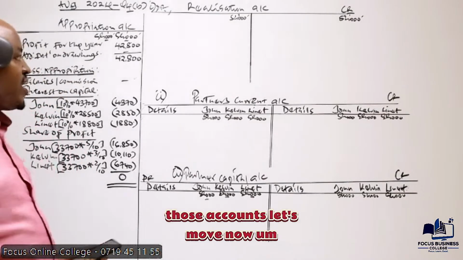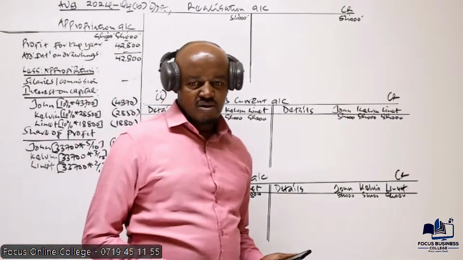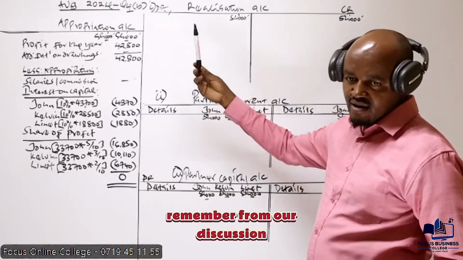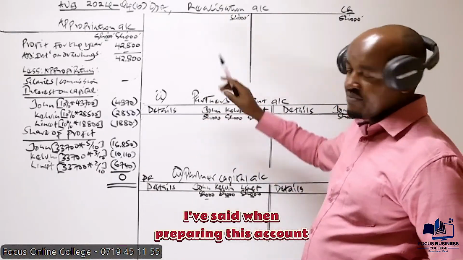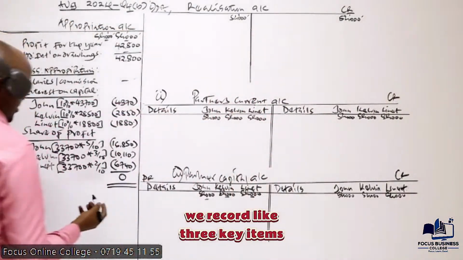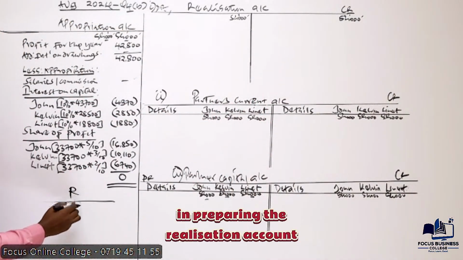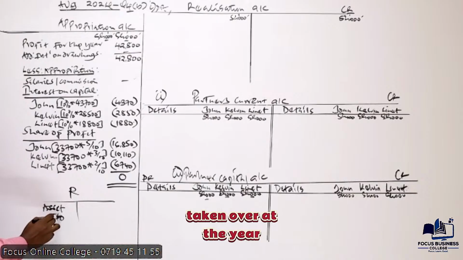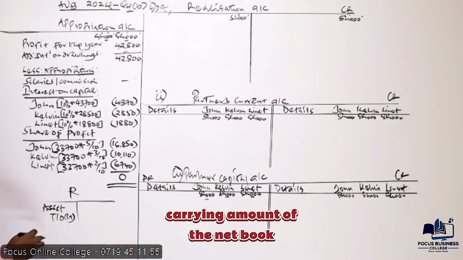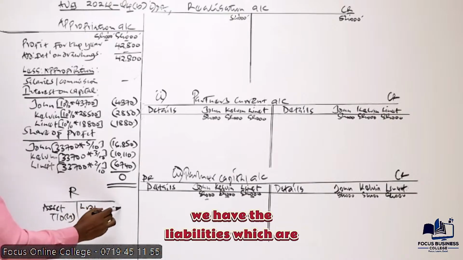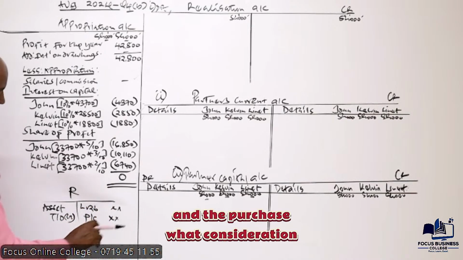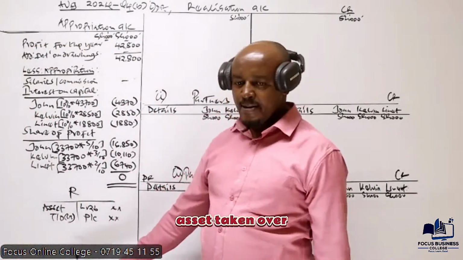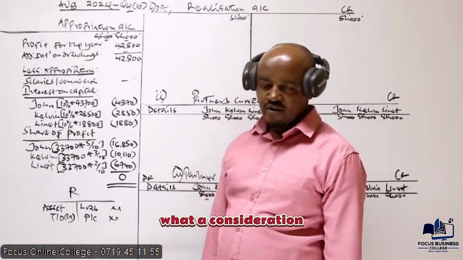Now, how do we prepare these accounts? What we need to recall is, for example, what do we record in this account? Remember from our discussion, I've said when preparing this account, we record like 3 key items. In preparing the realization account, on this side we record the assets taken over at the carrying amount, the net book value. On this side, we have the liabilities taken over, and the purchase consideration. That is the first thing you need to remember, what we record in this account.